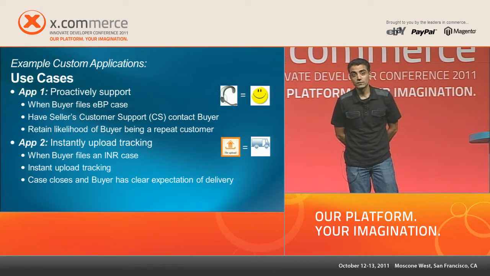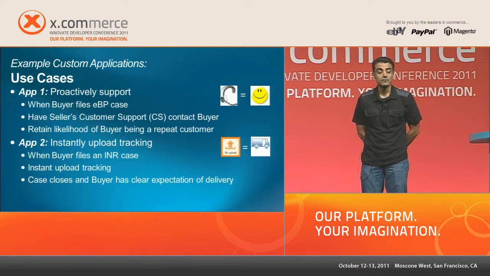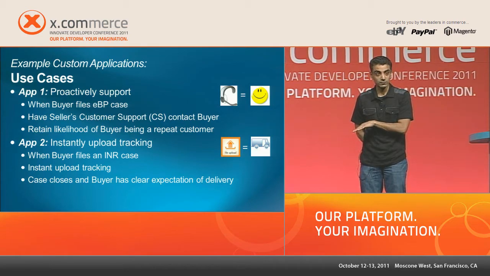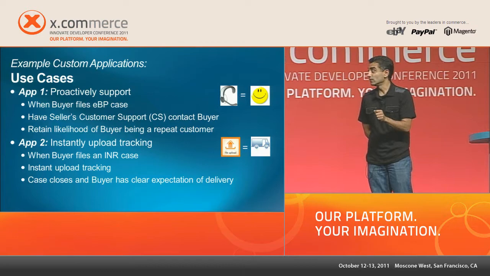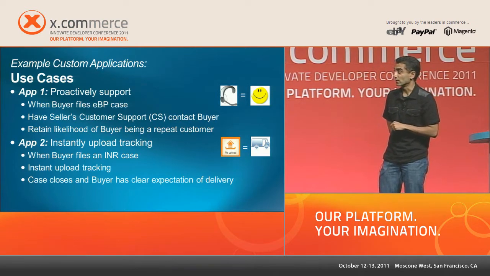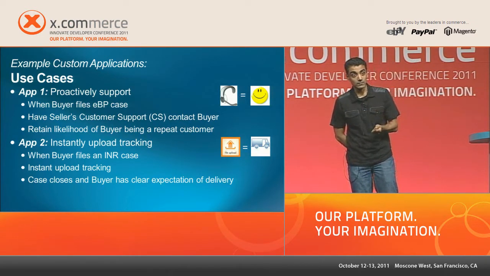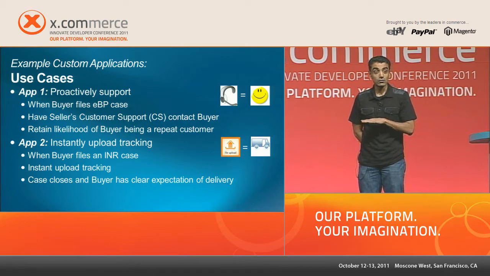And the second one was really related to item not received. If you did not upload the tracking at the time of the purchase, which you can do today, and you just marked it as shipped, then in this use case you can actually upload the tracking for the claim, and that way it would automatically close. And more importantly, it's for the buyer, so now the buyer is confident that they're going to be getting the product soon.